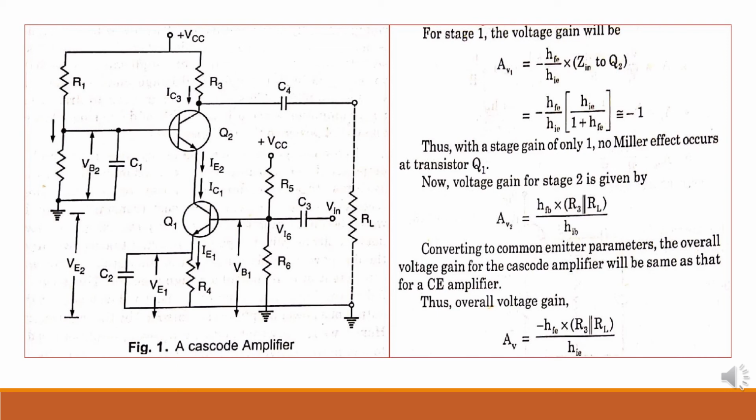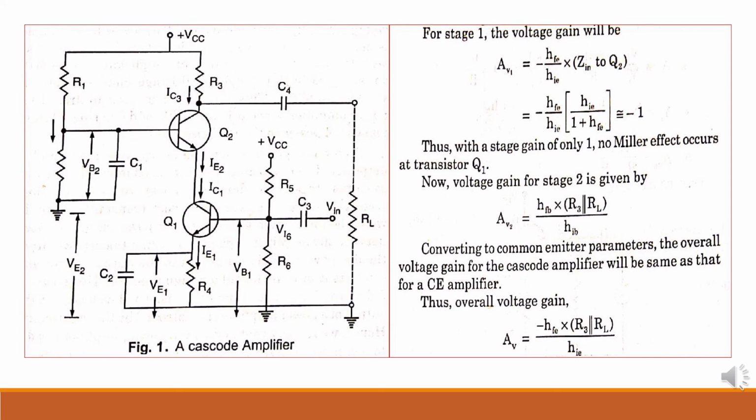Converting this to common emitter parameters, the overall voltage gain for the cascode amplifier will be the same as that of a common emitter amplifier. So the overall gain we can write very easily as AV, the overall voltage gain, which is nothing but minus hFE into R3 parallel RL upon hIE. This means that the cascode amplifier has, first of all, high input impedance and the same voltage gain as a common emitter amplifier, which is very important.